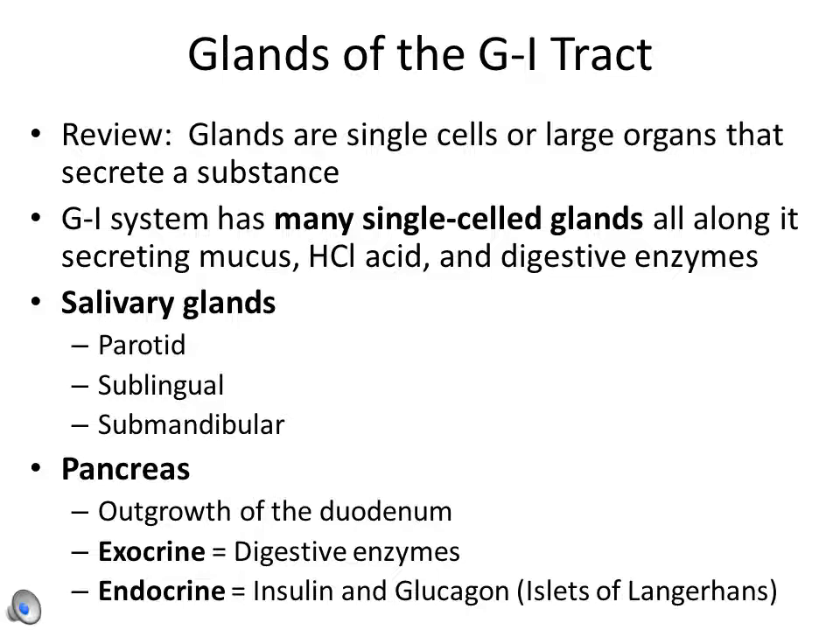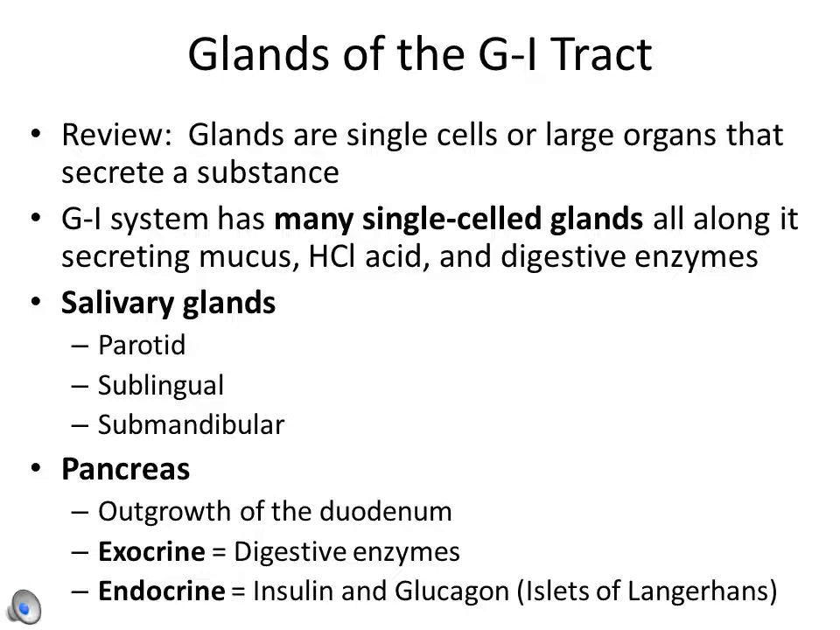There are three salivary glands named the parotid gland, sublingual gland, and the submandibular gland. The pancreas is an outgrowth of the duodenum and is located behind the stomach. It has both an exocrine and endocrine function. Remember that exocrine means that the gland secretes its substance through ducts, whereas endocrine means that it secretes its substance through or directly into the bloodstream.